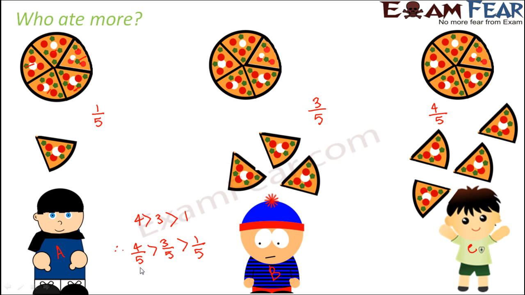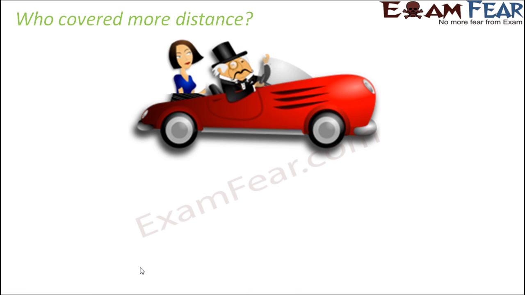So what did I do here in this example? Here again we try to compare fractions. So 1 by 5, 3 by 5, 4 by 5, these are all fractions, and we just try to compare the fractions to find out which one is bigger and which one is smaller. So this is yet another example where we are trying to compare quantities. Let's look at another interesting example.